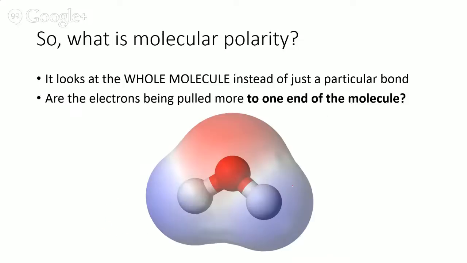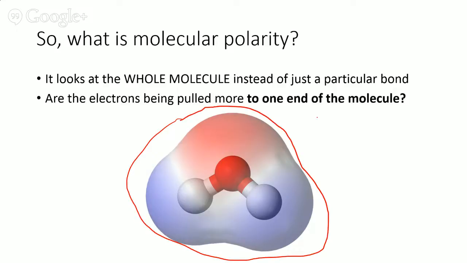Okay. So what is molecular polarity? It looks at the whole molecule instead of just a particular bond. It's looking at this whole thing. Are electrons being pulled more to one end of the molecule? With bond polarity, we were just looking at between the two atoms. With molecular polarity, we're talking about the whole molecule. Are the electrons being pulled more to one end?